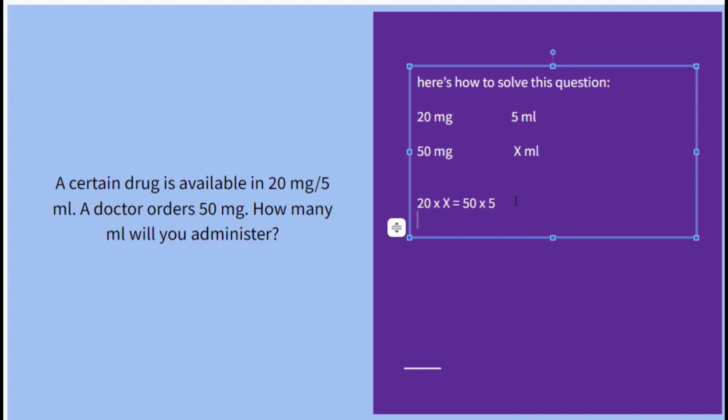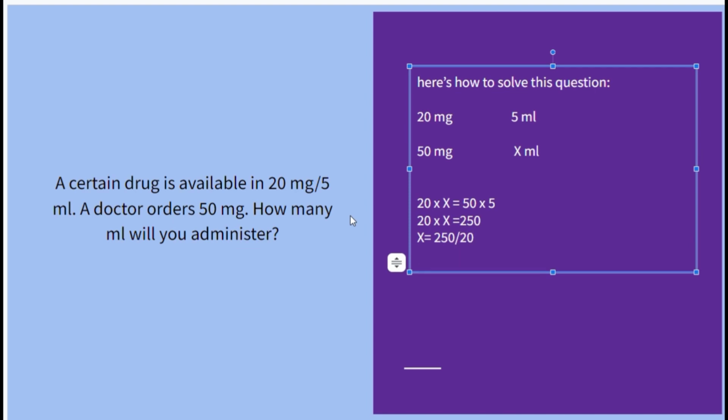If you are having problems solving equations, I have another video that I will link to this video that you can follow to see how to solve equations. So what we do here is leave the X alone, or let me do it step by step. 20 multiplied by X equals, first, 50 multiplied by 5, which is 250. Now the X will stay alone, and the 20 will go to the other side for division. So 250 divided by 20. That's how you solve and find X, which happens to be 12.5 mLs.